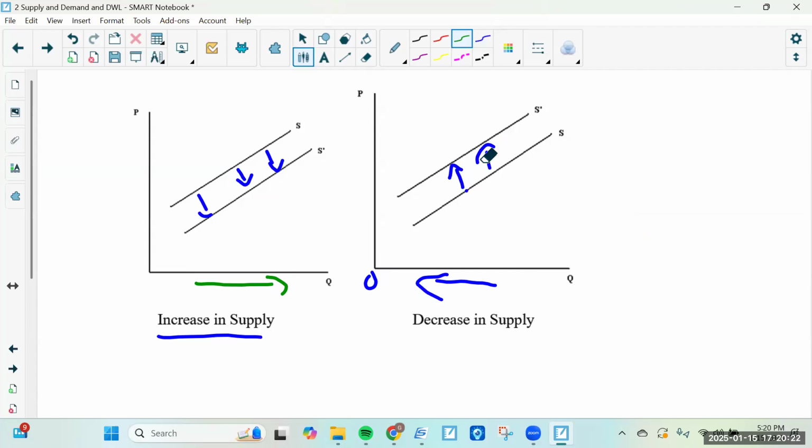Do not use the words up and down, okay? Because with this supply curve, it looks like it's going up, but you actually have a decrease in supply. So if you said supply went up, I don't know what you're talking about. So you have to say decrease in supply, increase in supply. Same thing with demand curves. Decrease in demand, increase in demand. We don't say up and down.